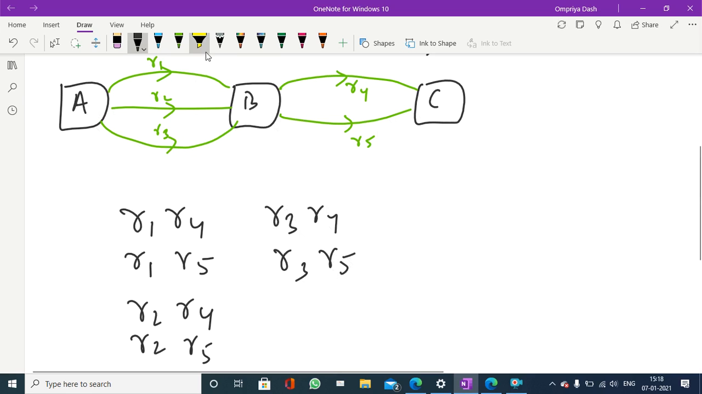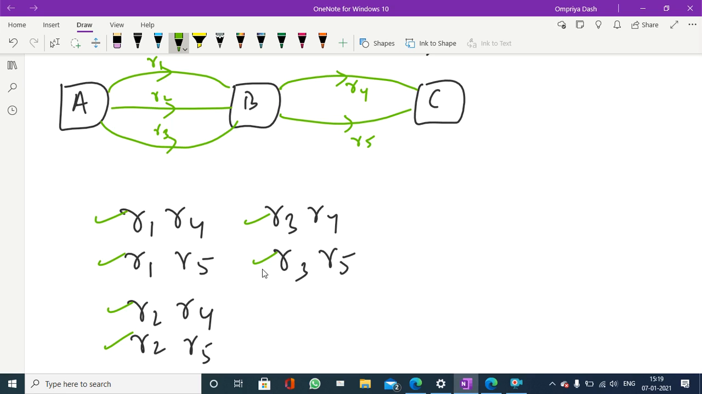So as you can see here, clearly, in order to go from A to C via B, we can do this in six different ways, right? These are the six different ways. But okay, this was a simple problem, that's why it was easier for us to calculate it by doing it like this.